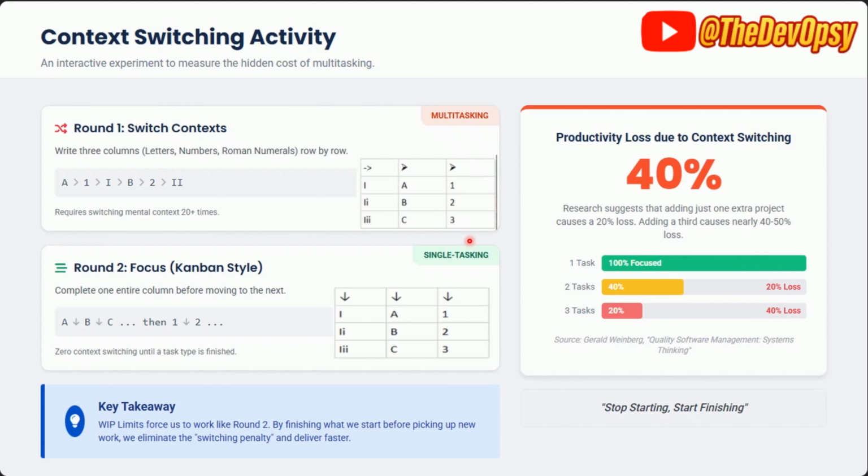Now, once you're done with it, try this approach. Now you are working on a single task. We'll first finish the Roman numbers 1, 2, 3, right? Then you will finish ABC and then you will do 1, 2, 3. Let's do it. There you go.